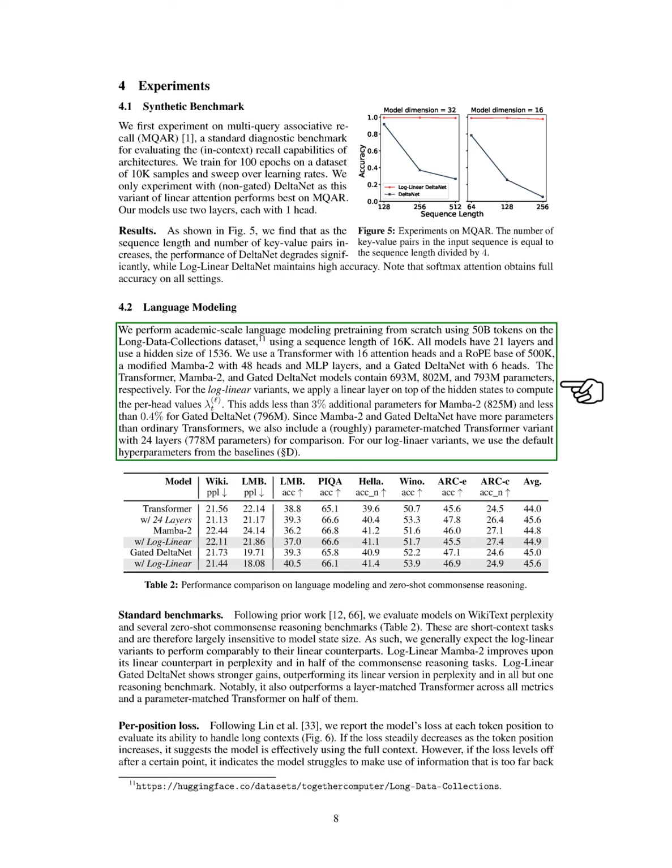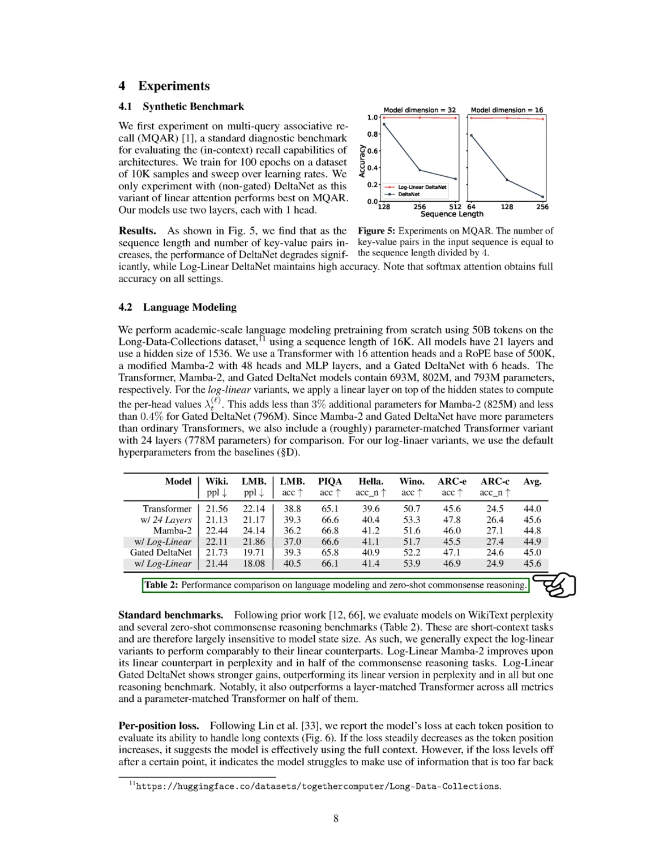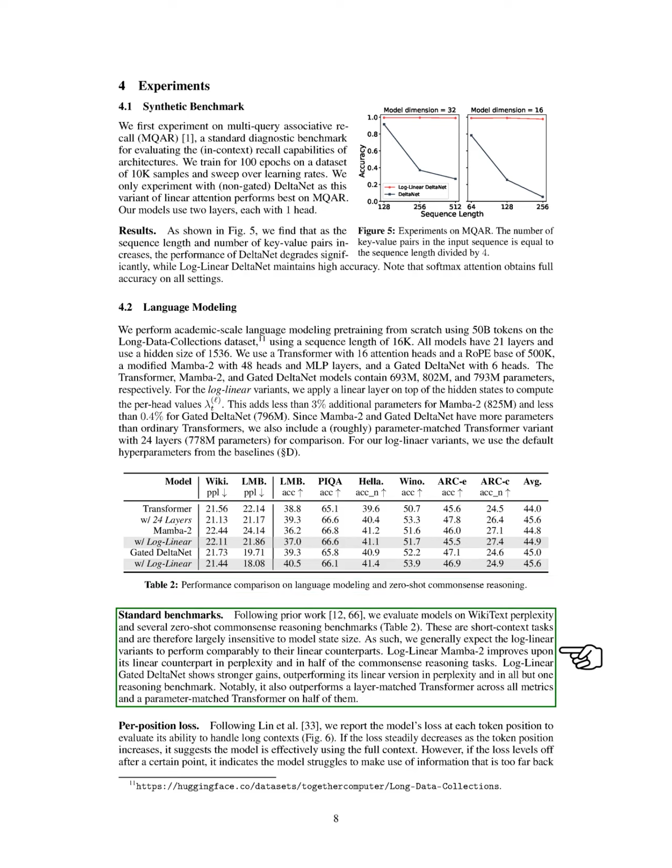Section: Standard Benchmarks. In this section, we evaluate our models using standard benchmarks, including wiki-text perplexity and various zero-shot common-sense reasoning tasks. These tasks involve short contexts, so we expect the log-linear models to perform similarly to the linear ones. We find that log-linear Mamba 2 outperforms its linear version in perplexity and half of the reasoning tasks, while log-linear gated DeltaNet shows even greater improvements, surpassing its linear counterpart in perplexity and nearly all reasoning benchmarks. It also outperforms a layer-matched transformer in all metrics and a parameter-matched transformer in half.